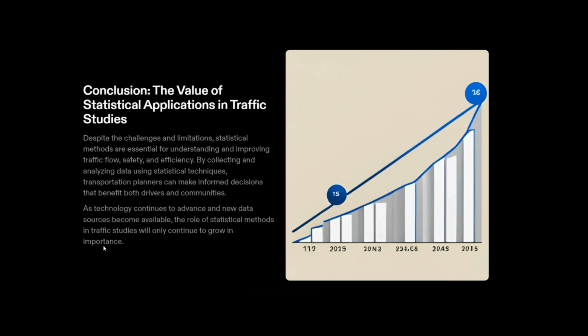By analyzing data on traffic volumes, patterns, and accidents, transportation planners and policymakers can develop strategies to improve safety, reduce congestion, and enhance the efficiency of transportation systems. Despite the benefits of statistical analysis in traffic studies, there are also several challenges and limitations to consider. Overall, statistical application in traffic studies is an important tool for transportation planners and policymakers in improving safety, reducing congestion, and enhancing the efficiency of transportation systems.